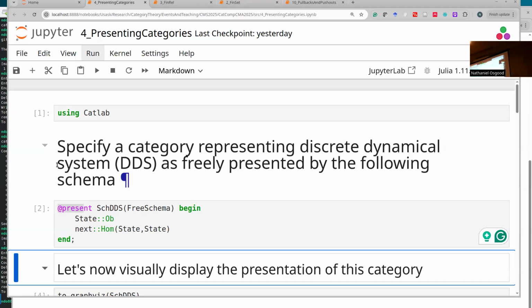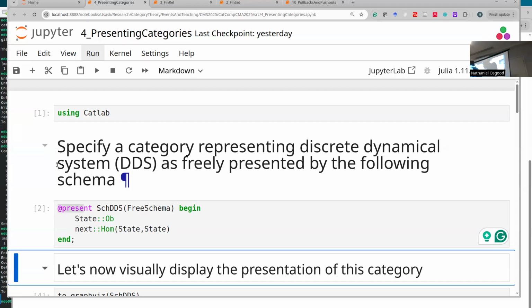There's implicitly an identity map from any object. We have an identity map, but we don't give it because it's always there, guaranteed. So this next map is not the identity, but it does go from state to state. But you'll notice that this says free schema. So this is what we call freely presented.